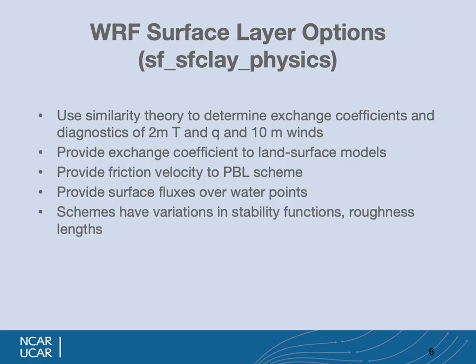The surface layer physics has several options. It's usually related closely to the PBL scheme, so you'd have to refer to the table that links the surface layer scheme to a particular PBL scheme. But all the surface layer schemes are doing the same basic thing. They use similarity theory to determine the exchange coefficients and also the diagnostics needed for the 2-meter temperature and moisture and the 10-meter winds. So they provide the exchange coefficients to the land surface models. They provide friction velocity to the PBL scheme. They provide surface fluxes over water points where the land model doesn't operate. And the schemes have variations in the stability functions and roughness lengths.